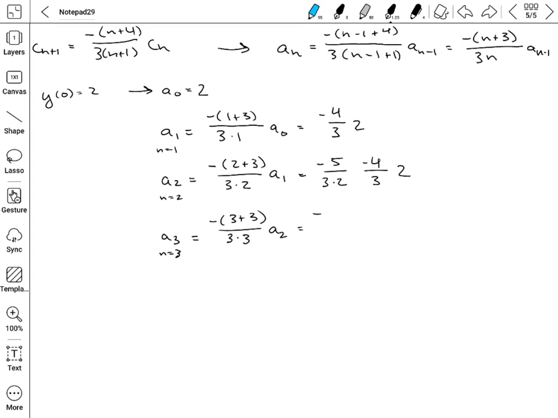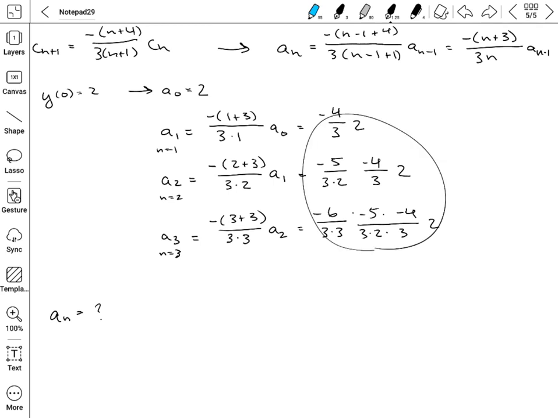So that's minus 6 over 3 times 3 times minus 5 times minus 4 over 3 times 2 times 3, all times 2. And just plugging in those numbers is enough to get the next few boxes right, but then we are asked to try and write a general formula for what an would be. And in that case, we have to look at the pattern that seems to be developing here.